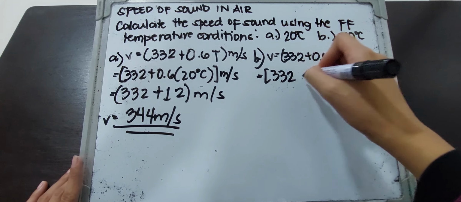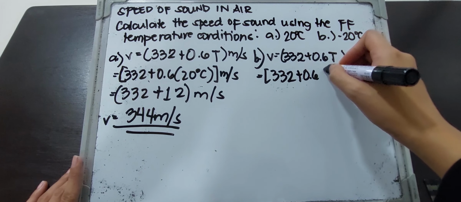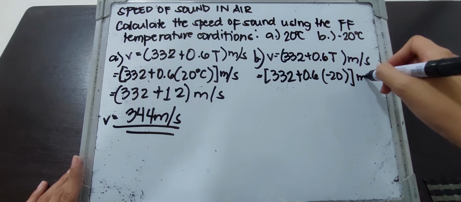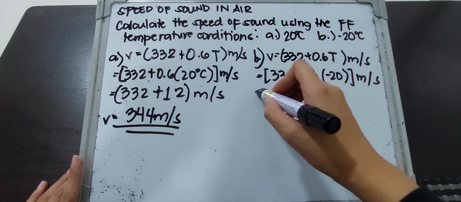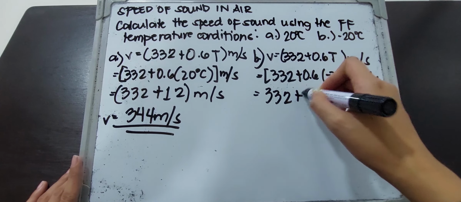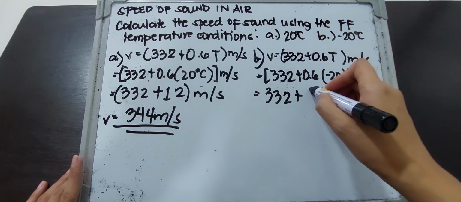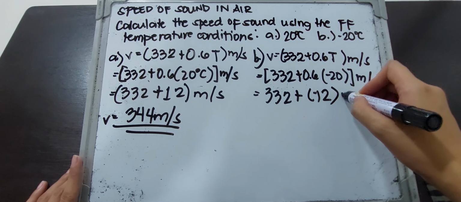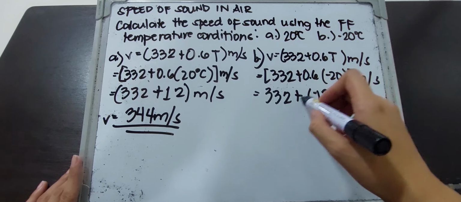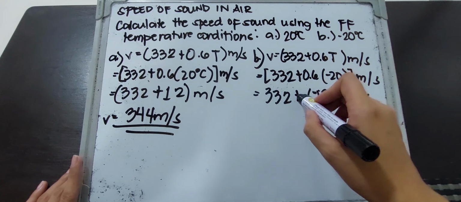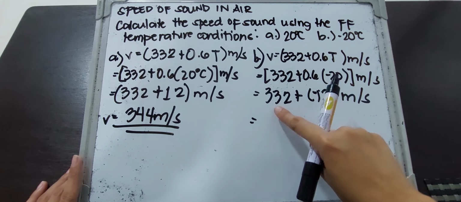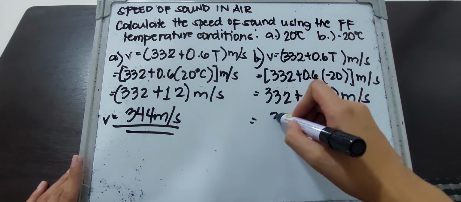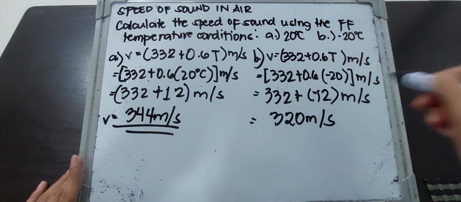So, 332 plus 0.6 times negative 20, kahit wala na din ditong unit, meters per second. So, 332 plus 0.6 times negative 20 is negative 12 meters per second. So, magiging subtraction na yan kasi magkaibang sign plus and negative. So, 332 minus 12 or 332 plus negative 12 is 320 meters per second.